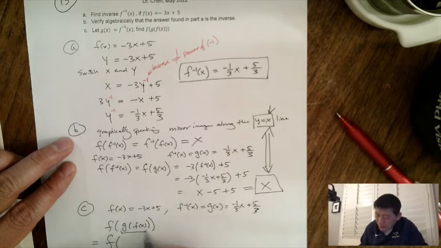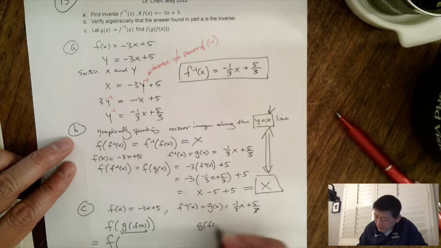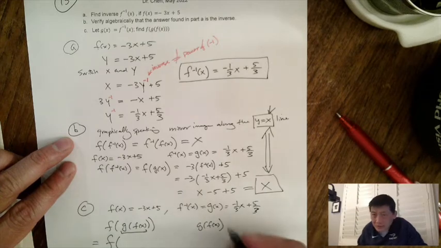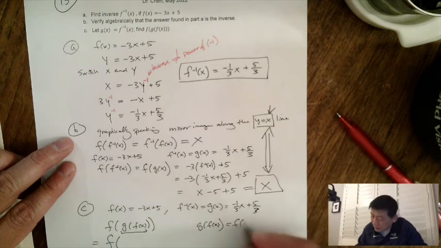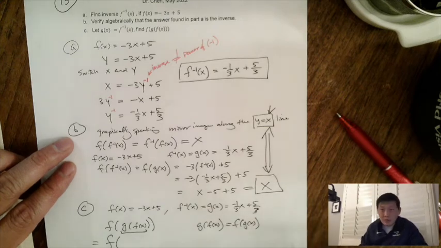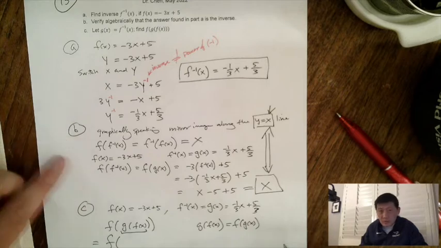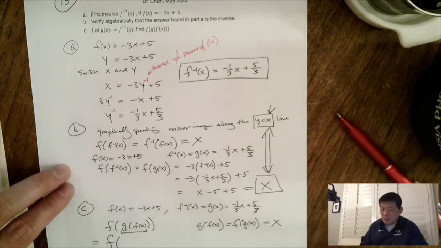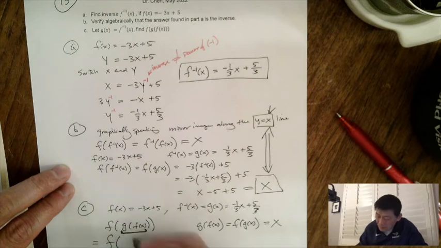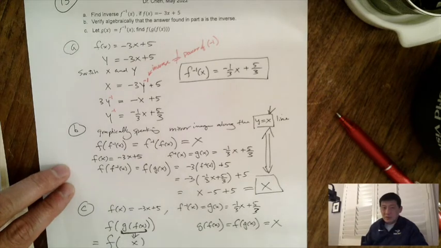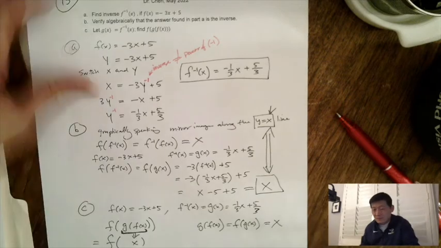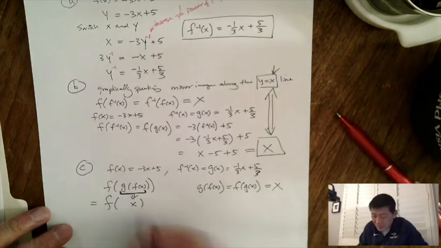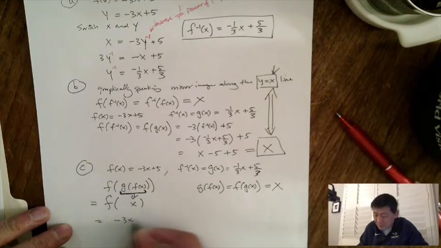Now g of f of x. Well, isn't g of f of x the same as f of g of x because they're inverse to each other? Remember, that was the whole premise in part B. And if they're inverse to each other, what's the answer? The answer is x. So that means this whole thing, because they're inverse to each other, is x. So it's f of x, and f of x is negative 3x plus 5. We're right back to our original equation.